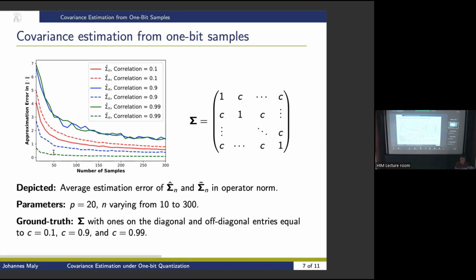And you can imagine that the quantization in this scenario just helps, because if there's high correlation of the entries, they are already close to 1. So those sign functions push the thing in the right direction. This can be seen as an intuitive explanation of that effect.